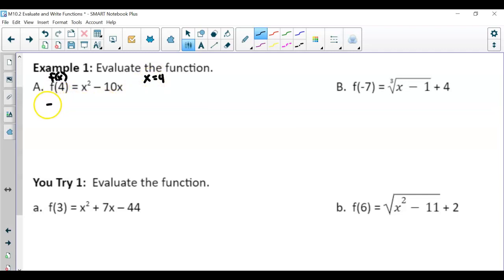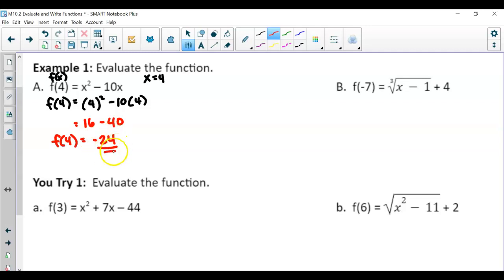So in this case, f of 4 is equal to 4 squared minus 10 times x, or 10 times 4. And now we just evaluate. Here I have 16 minus 40, which means f of 4 is equal to negative 24.